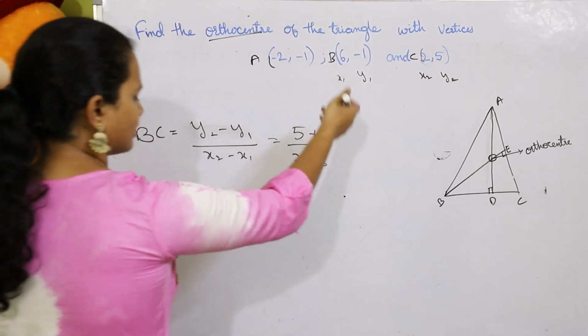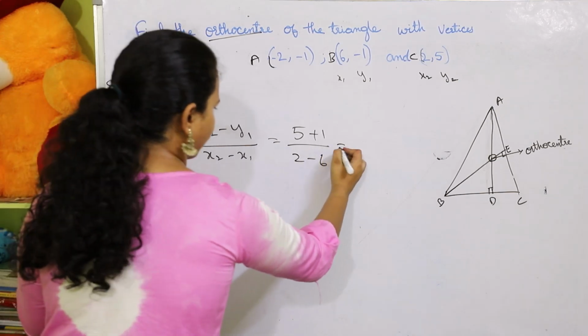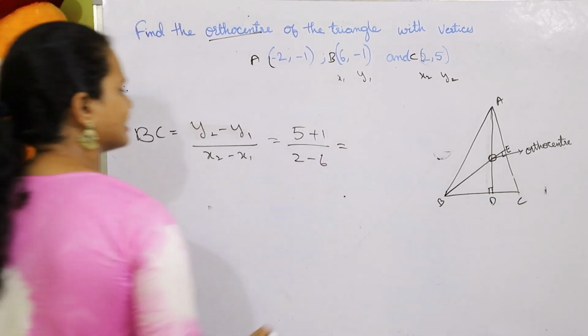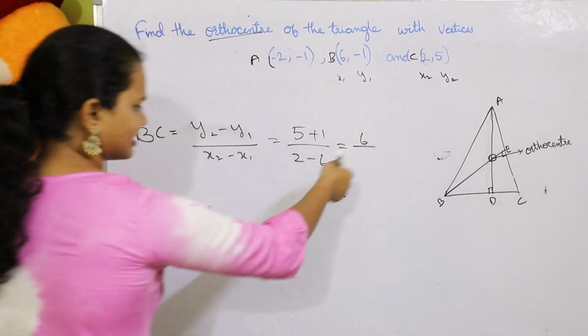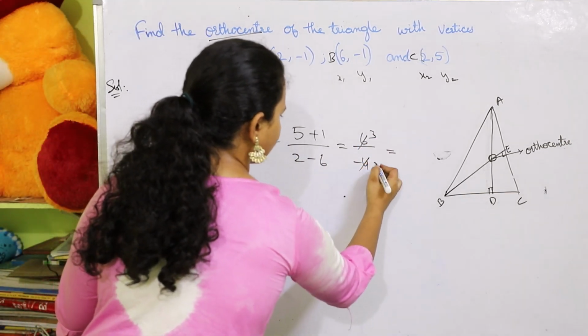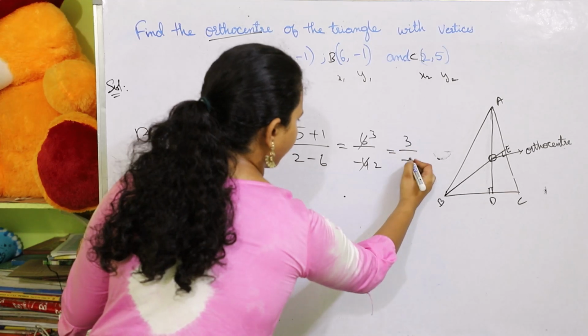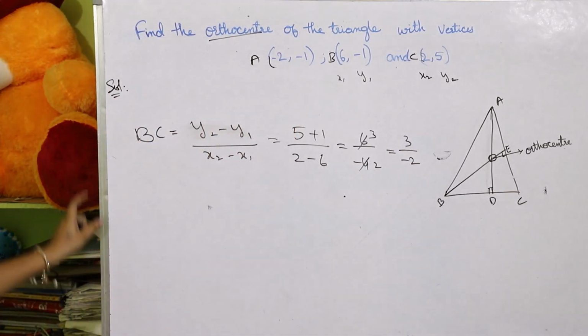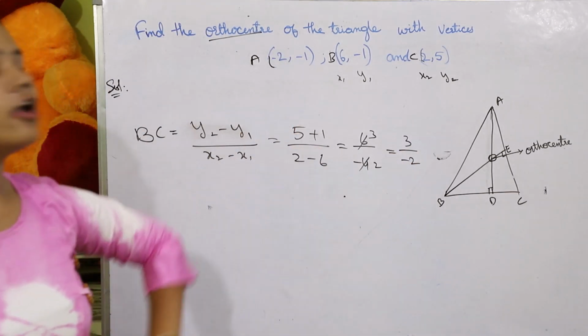Means x1 value is 6, right? So that's what I have written, 6 over there. Okay. So 5 plus 1, 6 by minus 4. Clear? So this gives what? 3 times, and this gives what? 2 times. So 3 by minus 2. Clear? So we got the slope for BC, and now what you do?